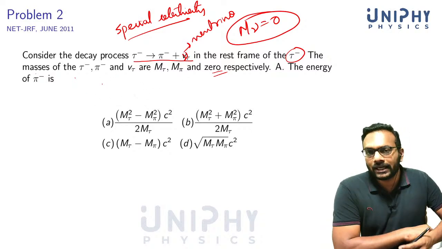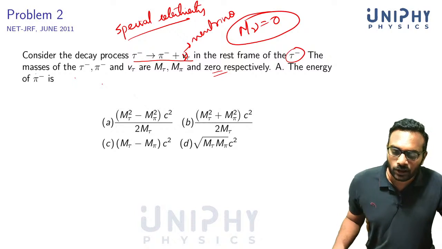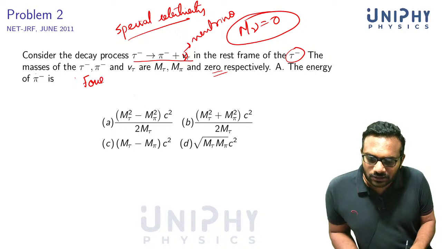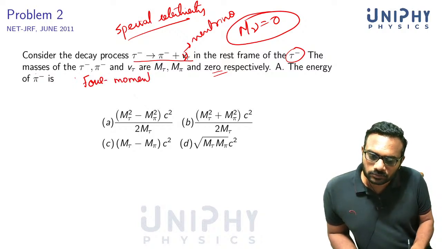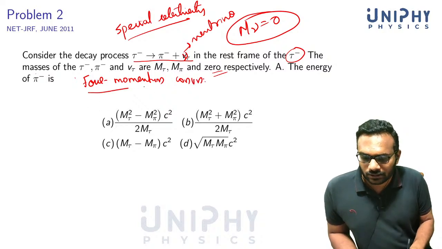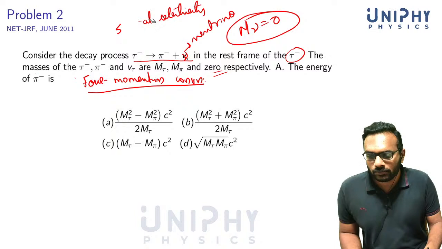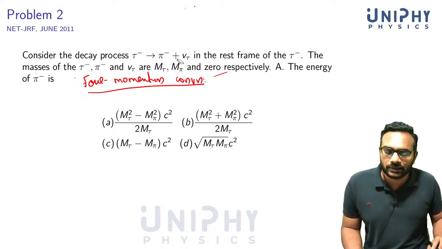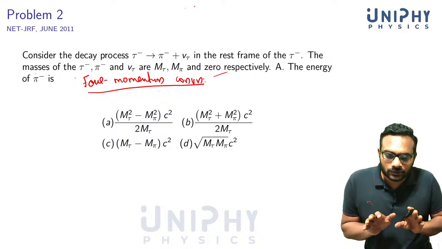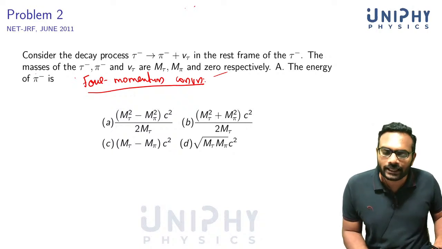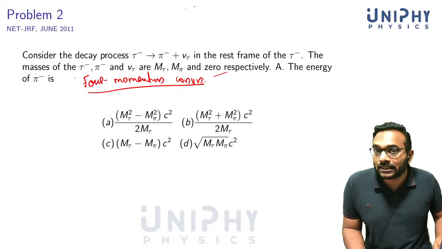So, instead of energy conservation and momentum conservation separately, we will talk about 4 momentum conservation. There is a quantity called 4 momentum, and as I said, it has a temporal part and a spatial part. The time part of the 4 momentum is energy divided by the speed of light, and the space part is the usual 3 vector momentum.